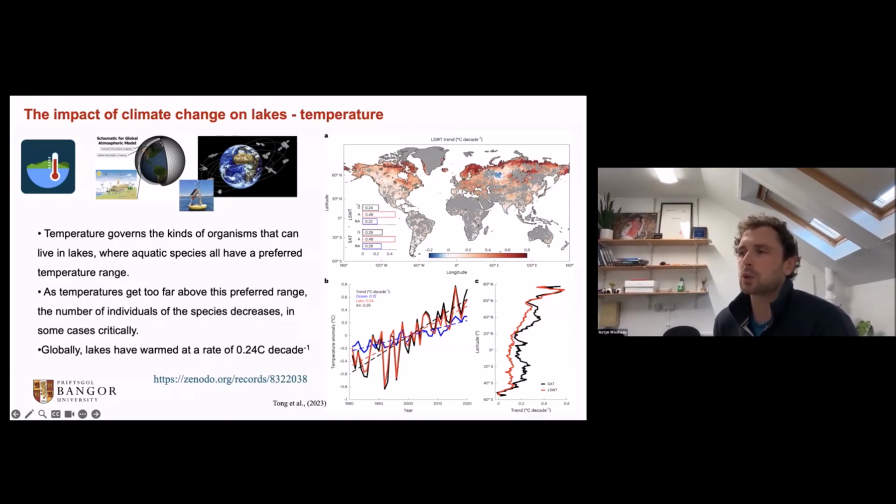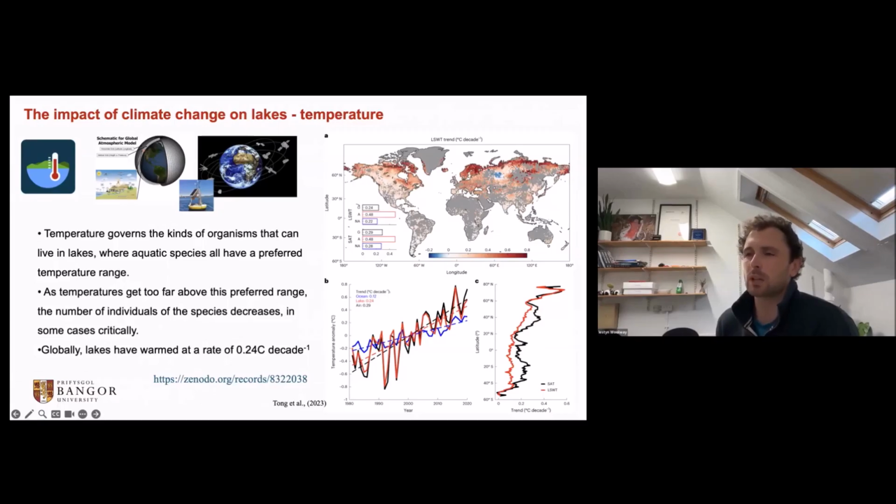Now, the results that are shown on this slide in panels A, B, and C are part of a data set which we called GLAST, G-L-A-S-T, which is the Global Lake Surface Temperature Data Set. It's publicly available, and like I said, it's simulations from 1980 till the near present for 92,000 lakes worldwide, and it's freely available on Zenodo.